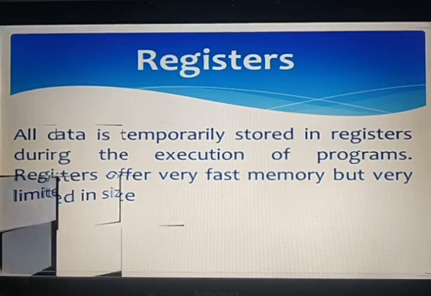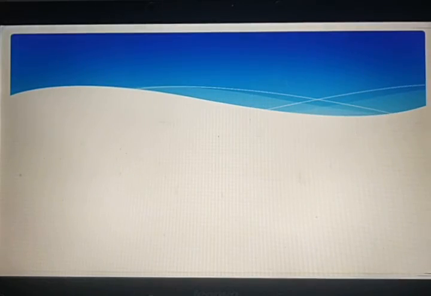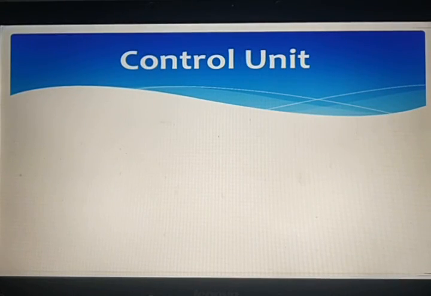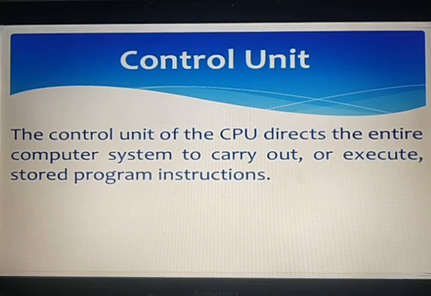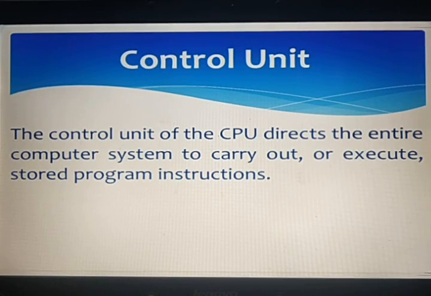And the third one, control unit. The control unit of the CPU directs the entire computer system to carry out or execute stored program instructions. You can compare the control unit to a police officer directing traffic at busy intersections. But instead of directing cars, the control unit directs data flow between the computer processor, memory, and input-output devices.